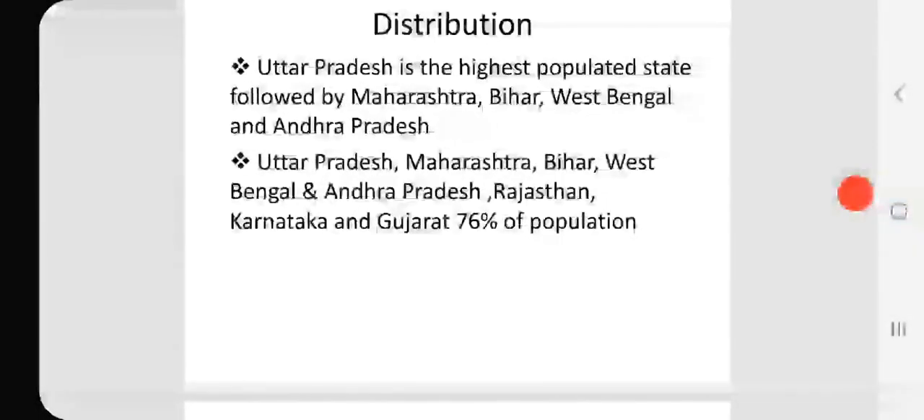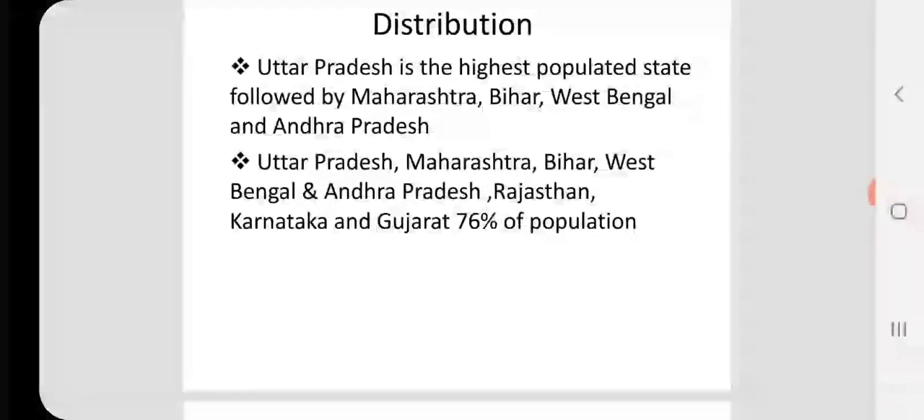Next, have a look at the distribution of population in India. In India, the distribution of population is very uneven. States like Maharashtra, Bihar, West Bengal and Andhra Pradesh have high population concentration, and Uttar Pradesh is the most populated state in our country. If we see the population of Uttar Pradesh, Maharashtra, Bihar, West Bengal, Andhra Pradesh, Rajasthan, Karnataka and Gujarat, 76% of the total population is occupied by these states.